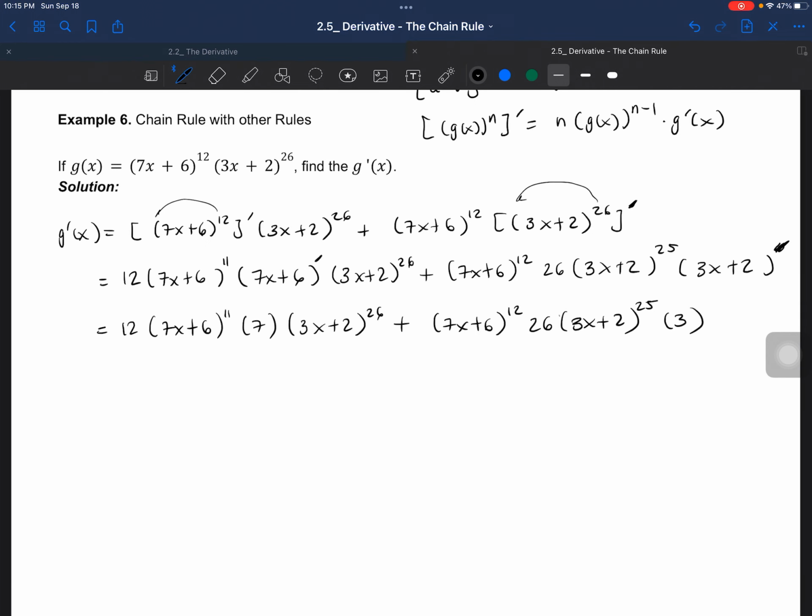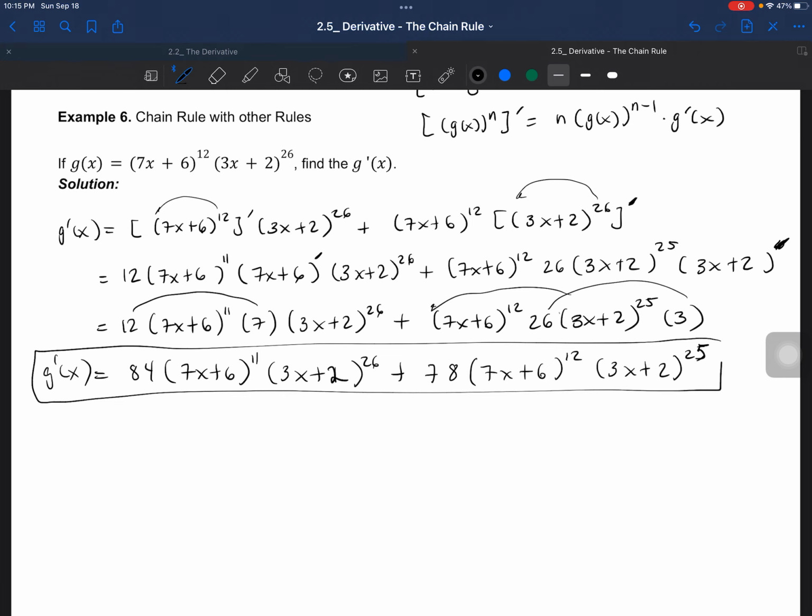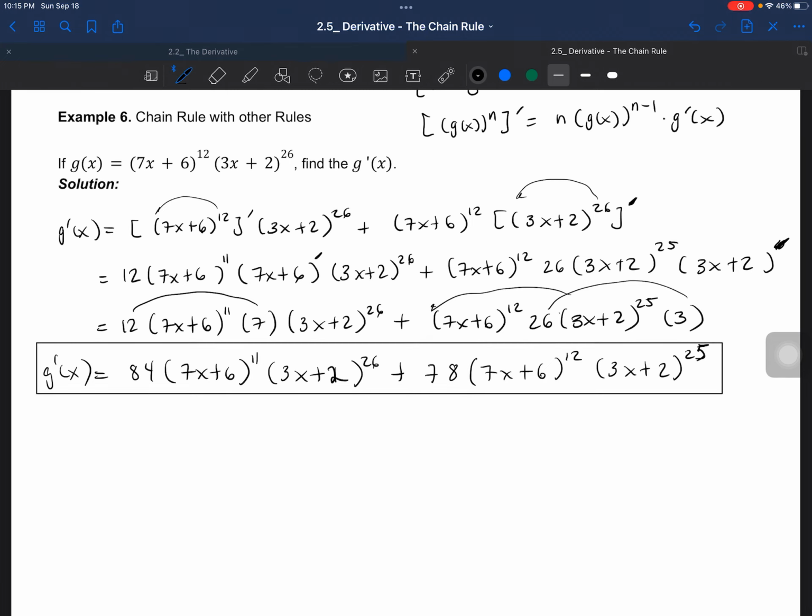So we're going to go ahead and simplify by just multiplying these two together, and put them in the front. So 12 times 7 is 84. And carry the rest of it. 26 times 3 is 78. And there you go, right? So this is the derivative of g.